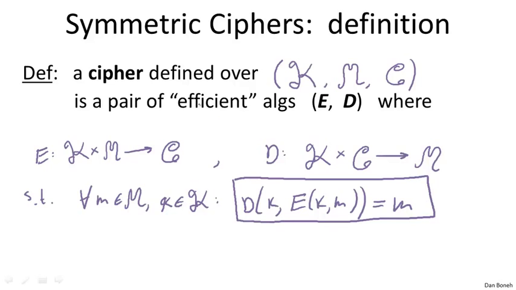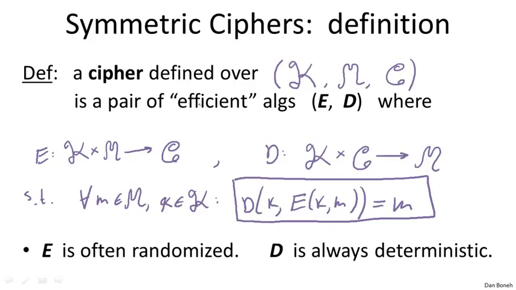Another comment I want to make is that algorithm E is often a randomized algorithm. What that means is that as you're encrypting messages, algorithm E is going to generate random bits for itself, and it's going to use those random bits to actually encrypt the messages that are given to it. On the other hand, the decryption algorithm is always deterministic. In other words, given the key and the ciphertext, the output is always the same. It doesn't depend on any randomness used by the algorithm.